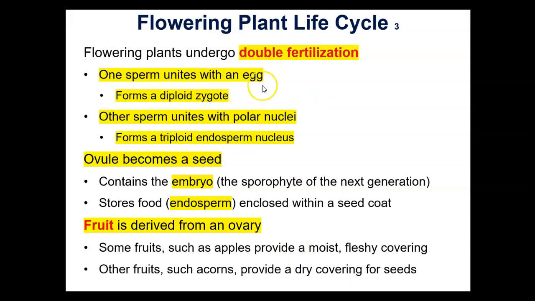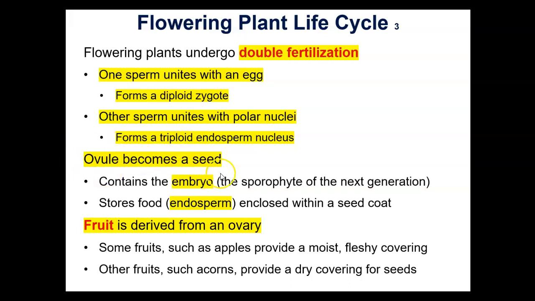One sperm is going to fertilize the egg, and it will become the diploid zygote. The other sperm unites with 2 polar nuclei, so that's 1, 2, 3 nuclei. That means that the endosperm is going to be triploid. It's going to have 3 copies of the chromosomes instead of 2.